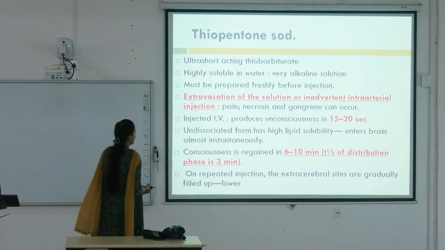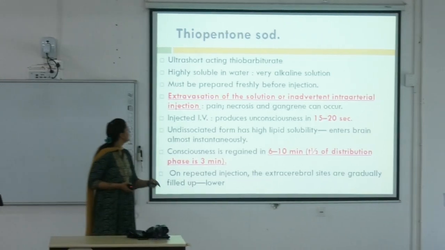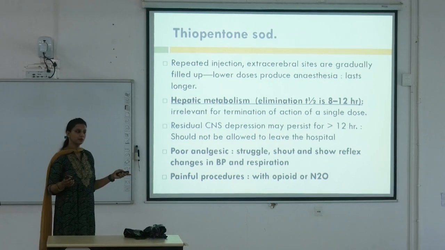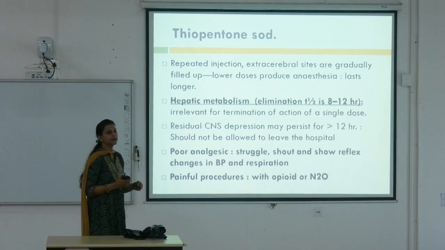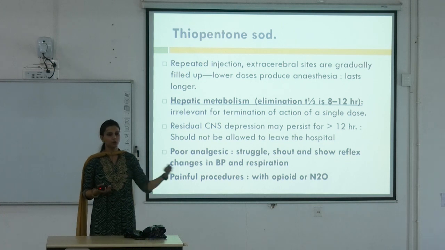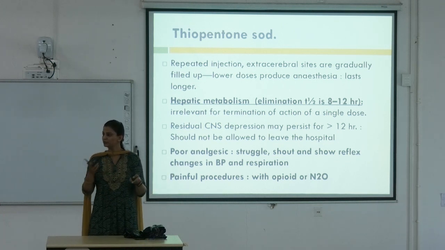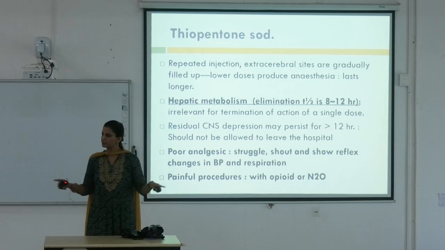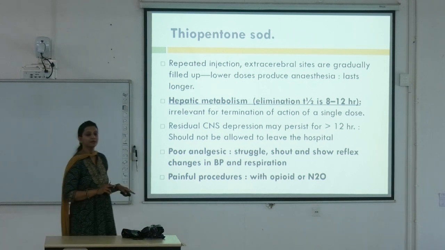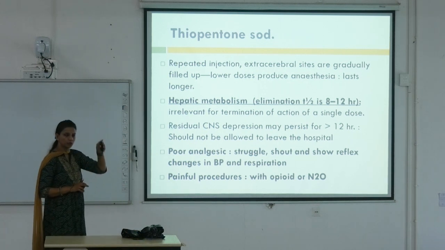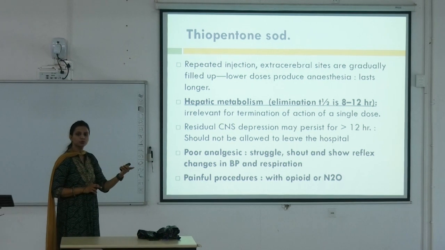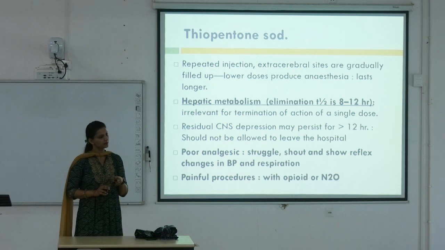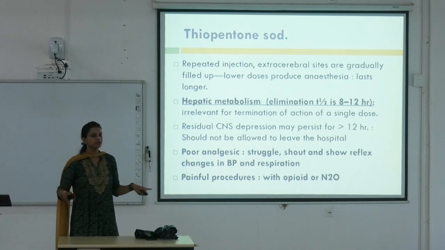Now on repeated injection, what happens? The extracerebral sites are gradually filled up. Lower doses can produce the anesthesia for a longer period of time. Repeatedly যখন দিচ্ছ তখন extracerebral sites যেটা আছে সেখানে তো drugs distributed আছে. So next you are requiring a lower amount of drug. যেটা ইনডিউস করার সময় যে ভলিউমটা দিয়েছিলে মেইনটেইন করার জন্য সেই ভলিউমটা দেবে না। ক্লিয়ার? Because of the distribution of the drug.